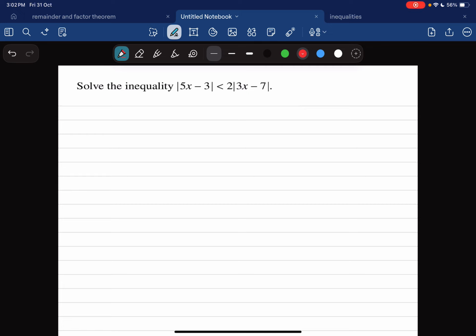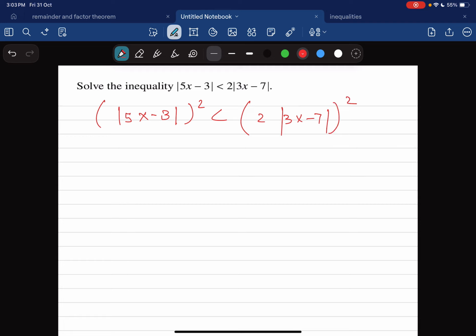In this question both sides are absolute values and it is an inequality. If this type of question comes, we can make a diagram, or we may not, no problem. Easily we solve it if we square both sides. The absolute value of 5x minus 3, we take the square, and 2 times the absolute value of 3x minus 7, we take the square.